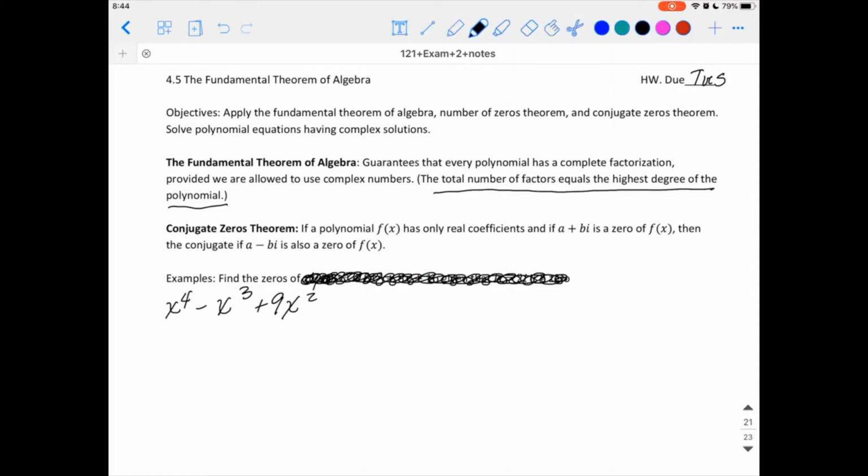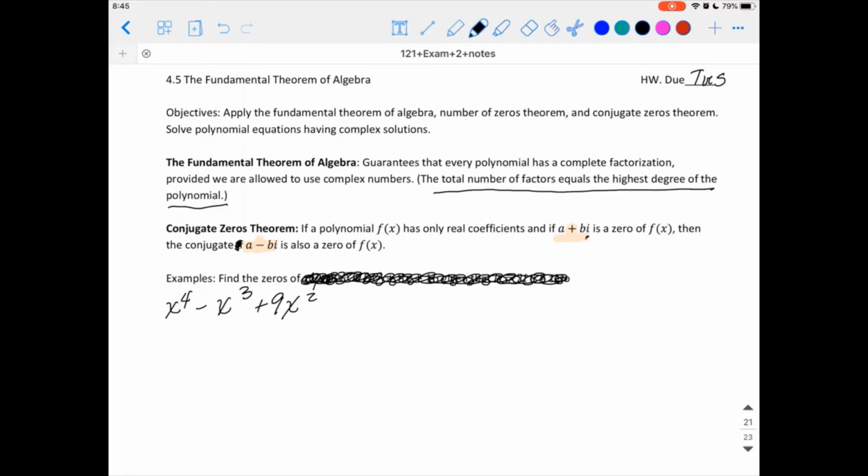But before that, the conjugate zeros theorem. It says if a polynomial f of x has only real coefficients, and if a plus bi, again the imaginary part, is a zero of f of x, then the conjugate, a minus bi, is also a zero of f of x. So the conjugate, the only difference, is that if you're given one of them and it has a plus, then the other one is going to be the exact same but with a minus, and vice versa. And they travel in pairs.